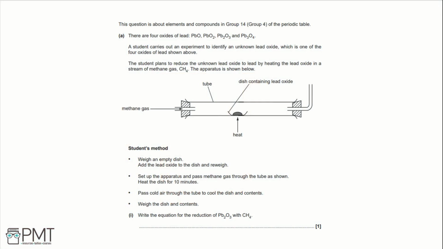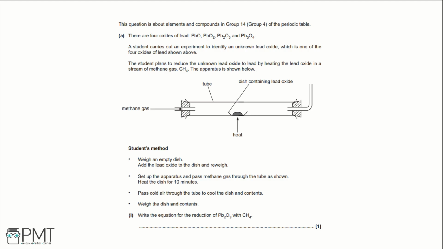This question is about elements and compounds in group 14 or group 4 of the periodic table. Part A. There are 4 oxides of lead, PbO, PbO2, Pb2O3 and Pb3O4. A student carries out an experiment to identify an unknown lead oxide, which is one of the 4 oxides of lead shown above. The student plans to reduce the unknown lead oxide to lead by heating the lead oxide in a stream of methane gas, CH4. The apparatus is shown below.